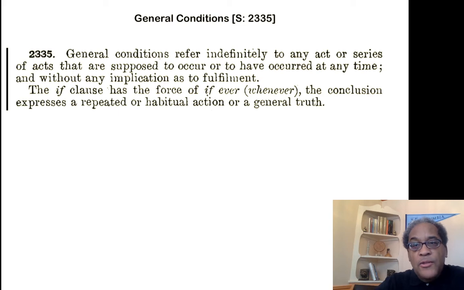Now, the next category is the general conditions. What's a general condition? General conditions refer indefinitely to any act or series of acts that are supposed to occur or to have occurred at any time, and without any implication as to fulfillment. The if clause has the force of if ever, whenever, and the conclusion expresses a repeated or habitual or general truth. So, for instance, whenever my car gets dirty, I take it to the car wash. That's an example of a general condition.